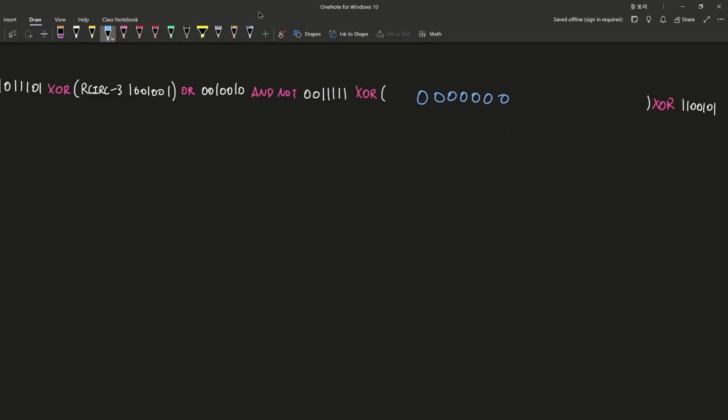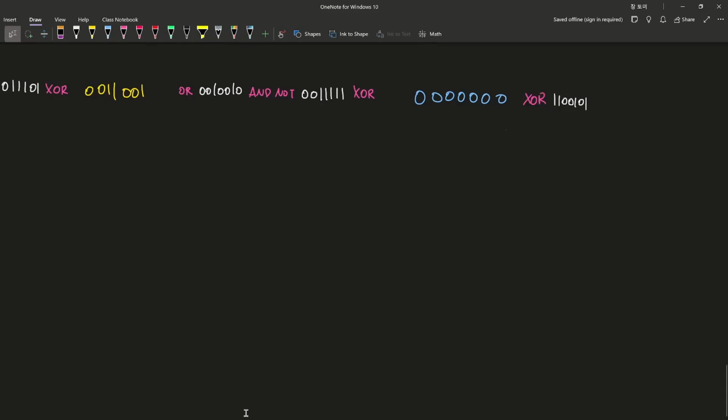Okay. Now another set of parentheses here. R circ 3 1001001. 1001001. We take the right three digits, move it to the left. That's our value here. Okay, let's delete the parentheses. Delete the parentheses here as well. I shouldn't have deleted that. Okay, so let's move this part and start solving from the left here.